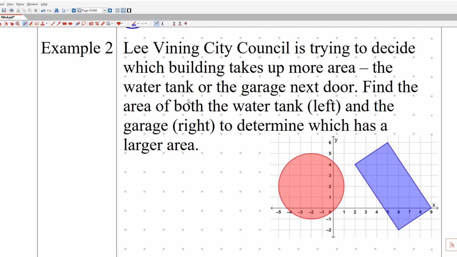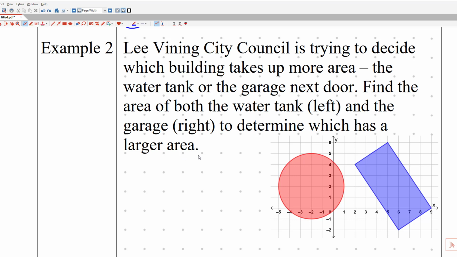So let's read first. The Lee Vining City Council is trying to decide which building takes up more area, the water tank or the garage. So I don't know which one is which. Find the area of both the water tank on the left. Okay, so this red circle is the water tank, and the garage, this blue rectangle on the right. And I'm just comparing the areas. Which one has a bigger area, a larger area?